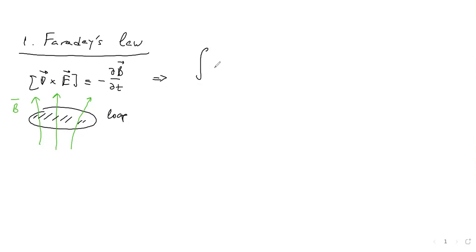So an integral of the curl of the electric field over the element of the area should be equal to negative, I'm going to put the derivative over time out, the integral of the magnetic field over the area. And this would be the area of the loop.